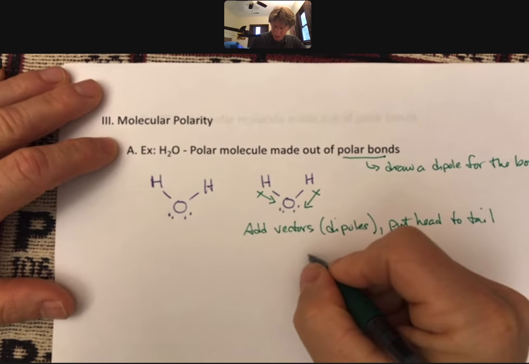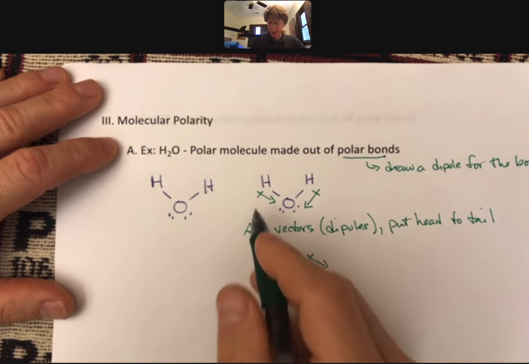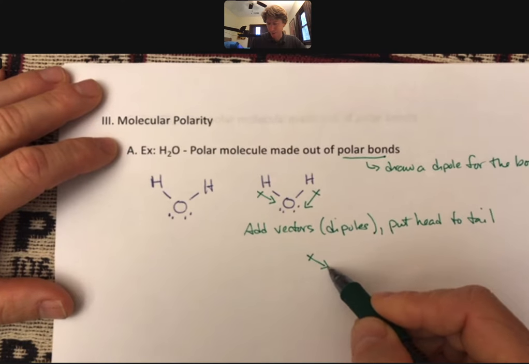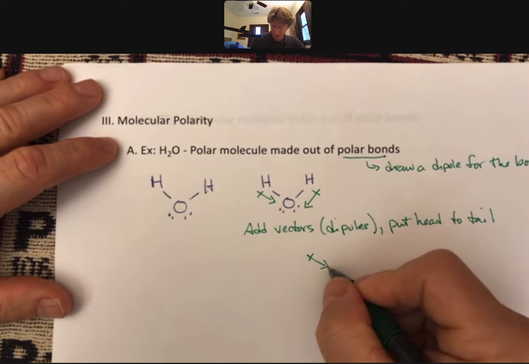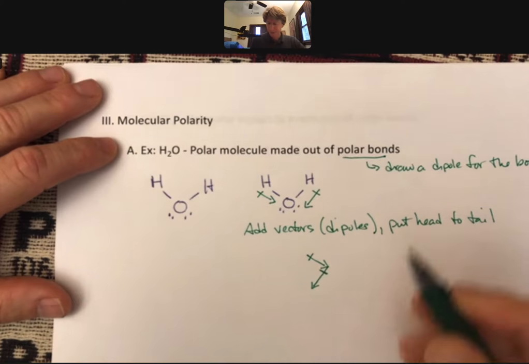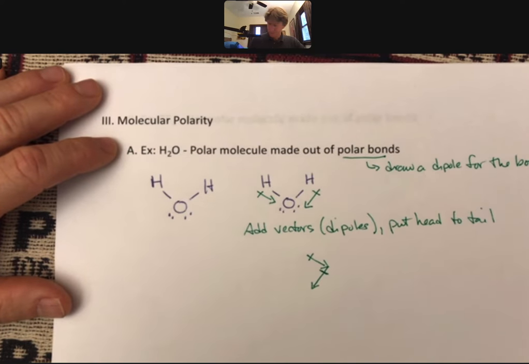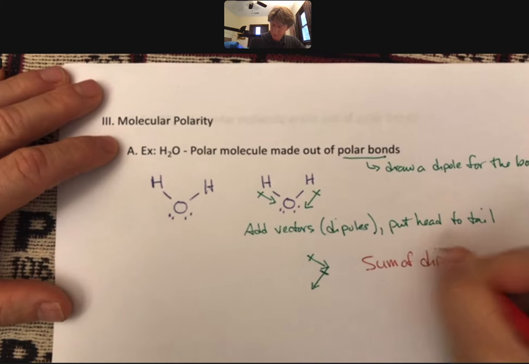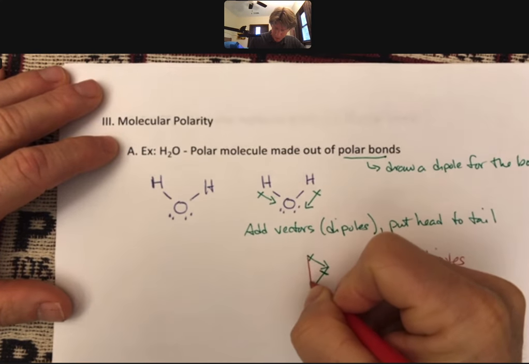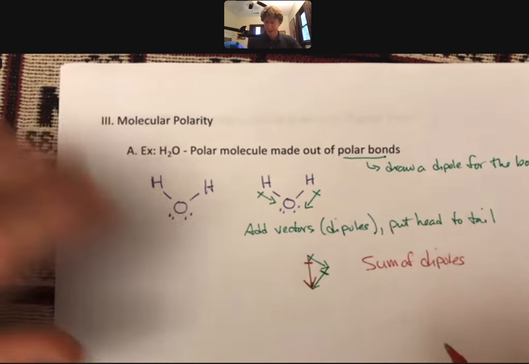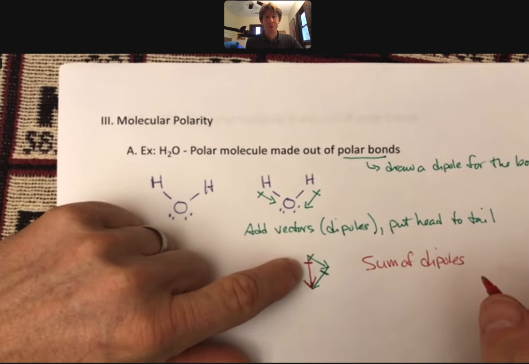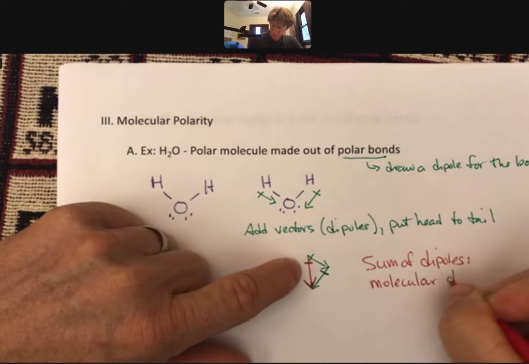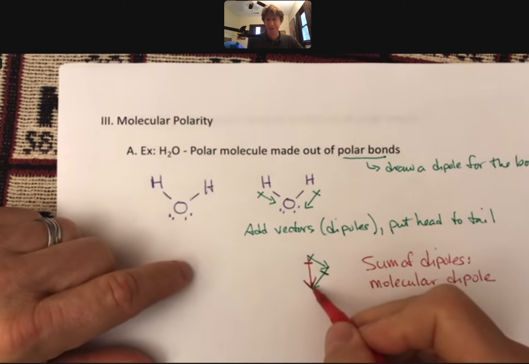And so I'm going to draw this first one, and it's going to go like that. And then I'm going to draw the second one, and I'm going to put the plus part by the arrow part here. That's what I mean by head to tail. And if I go like this, then the sum of the dipoles is in red, and the sum of the dipoles creates a dipole for the molecule. So the sum of the dipoles is what's called the molecular dipole, and it goes straight down.